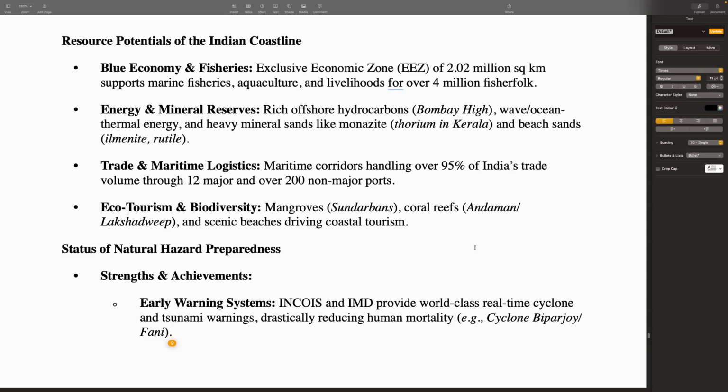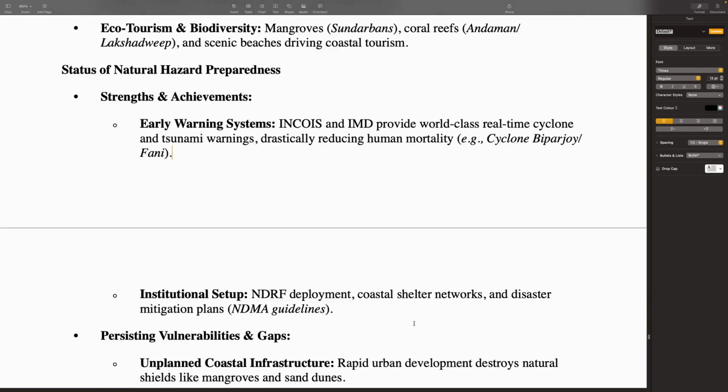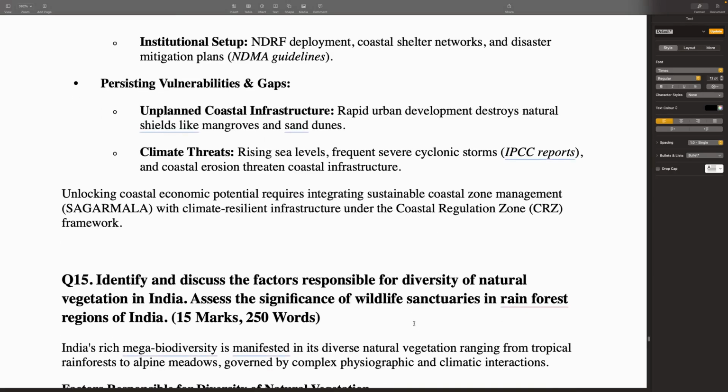Status of natural hazard preparedness, strengths and achievements. Early warning system: INCOIS and IMD provide world-class real-time cyclone and tsunami warning, drastically reducing human mortality, as in Cyclone Biparjoy and Fani. Institutional setup: NDRF deployment, coastal shelter networks and disaster mitigation plan, NDMA guidelines.